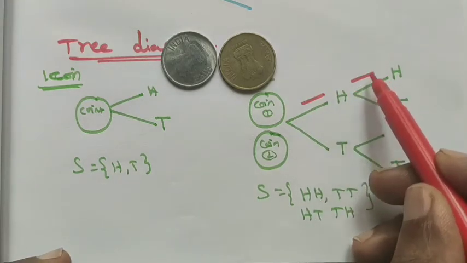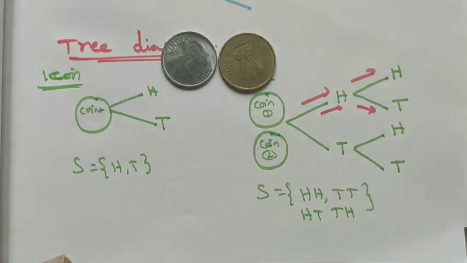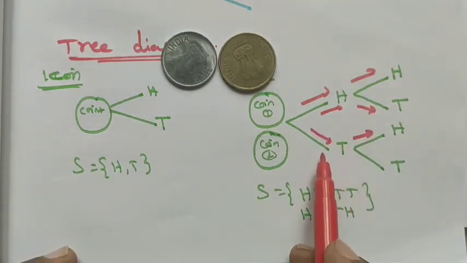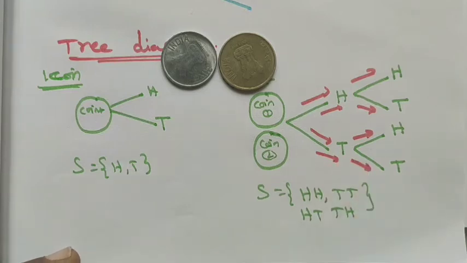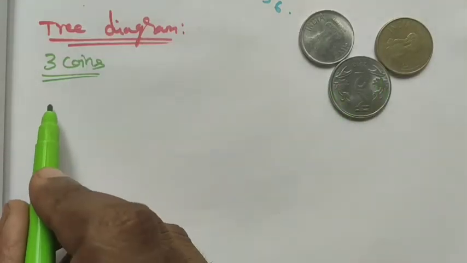For this we have head, head; head, tail; tail, head; and tail, tail. These are the outcomes we get as the sample space by the tree diagram. Next we see the tree diagram for three coins. Let me take it as coin 1.